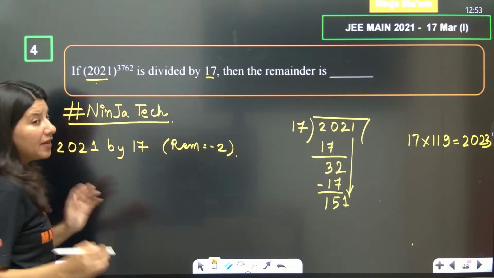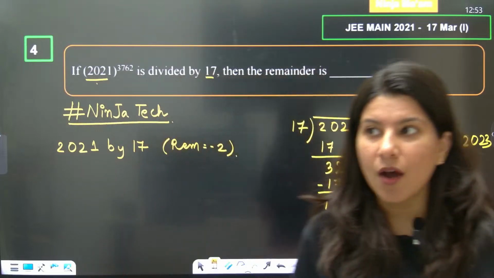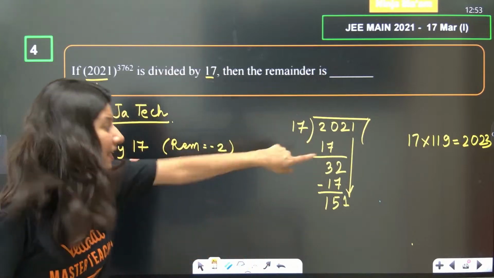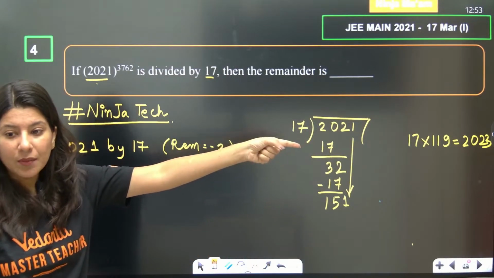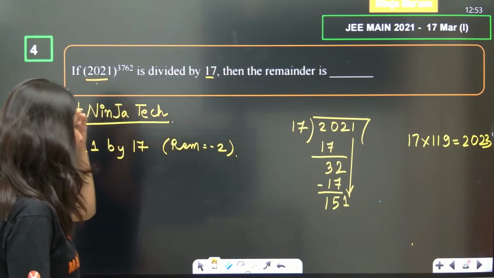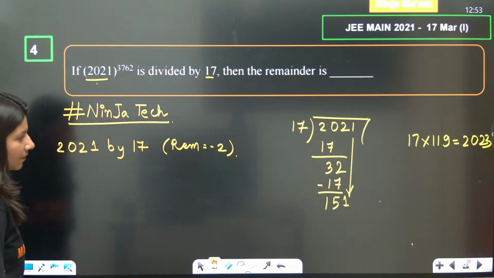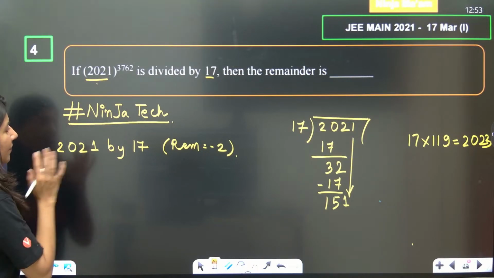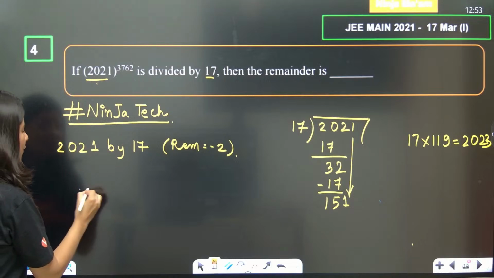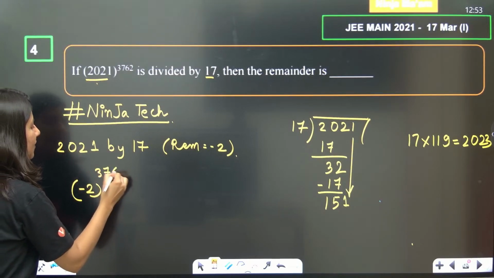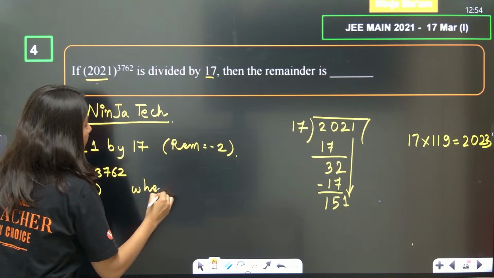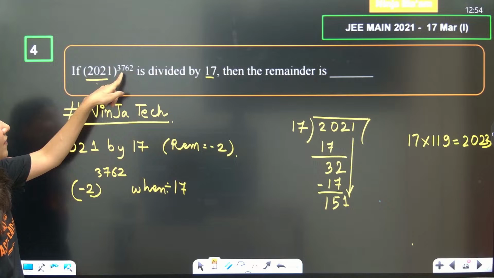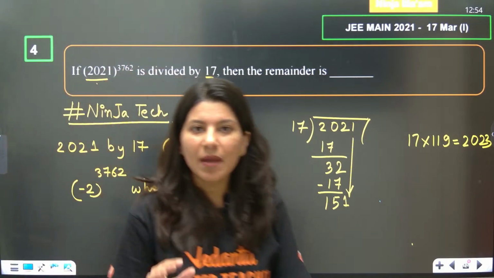I told you now, preferably the remainder should be minus 1 or plus 1. If not, then minus 2 or plus 2. So remainder is minus 2 because 2023 is completely divisible, we can see. Okay, now, remainder is minus 2. So, minus 2 power 3762 when divided by 17 will give the same remainder as when 2021 power 3762 is divided by 17. Are you getting my point? This is the ninja technique.